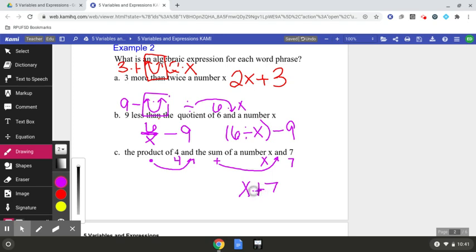And what it's telling me to do is take the product of this whole thing, this whole sum. So I want to show that I want to keep that sum together by putting it in parentheses. And I want to put that 4 on the outside. And I'm multiplying. So now notice that I don't have to put that multiplication. I can just write this as 4 parentheses x plus 7.